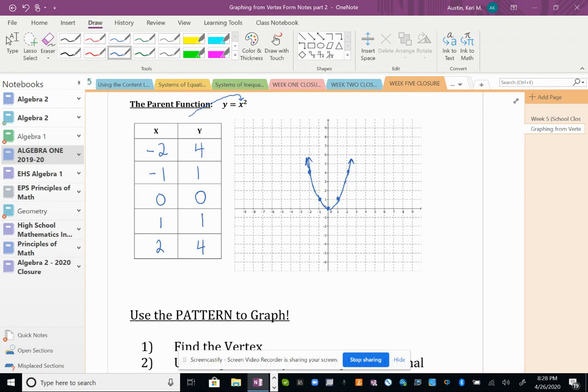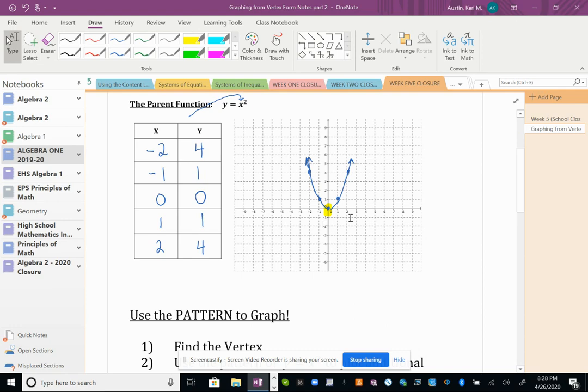Now we're learning about vertex form, which means this vertex is going to be in all different locations. And we want to come up with a way to get these other points here without having to make a t-table. So we want to pay close attention to the pattern that emerges around this vertex. Okay, so if you'll notice, wherever this vertex is, if you walk one to the right or one to the left, you go up one. Okay, that would be 1, 1.